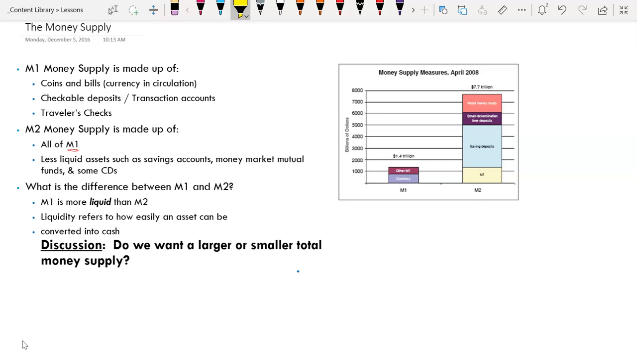So we have the M1 money supply. The M1 money supply is made up of all the stuff that is in your purses, in your wallets, and in your piggy banks, right? So your coins and bills, anything that is circulating out in the economy. Every dollar in every cash register in the United States, every penny in every couch cushion in the United States is considered in the M1 money supply.